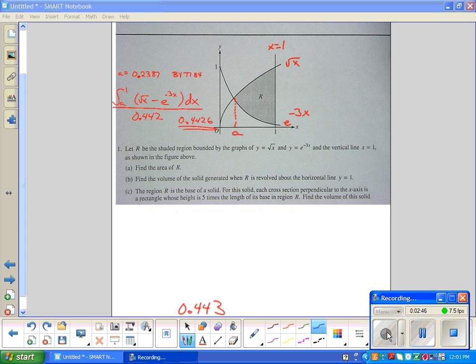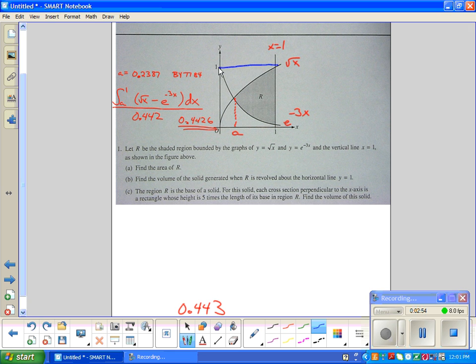All right, part B says find the volume of the solid generated around the line y equals 1. First of all, we have to picture the line y equals 1 here. We're going to revolve around that. Now we know volume equals.